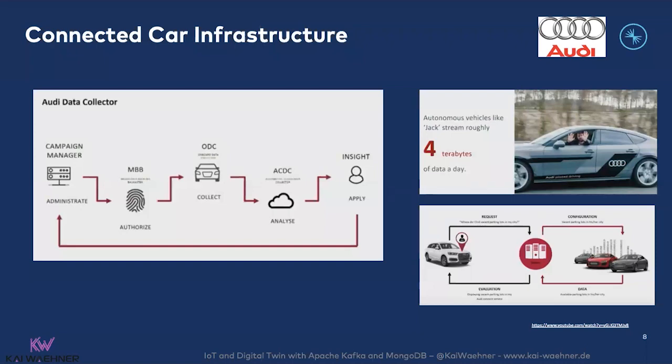A connected car infrastructure is also a common scenario for digital twin, where the car has a digital twin. So each of the hundreds of thousands of cars is a digital twin, so that you know the exact status. And that's one example where Audi has worked together with Confluent a lot to build this digital infrastructure with streaming data from all the cars in real time to the cloud for further processing.